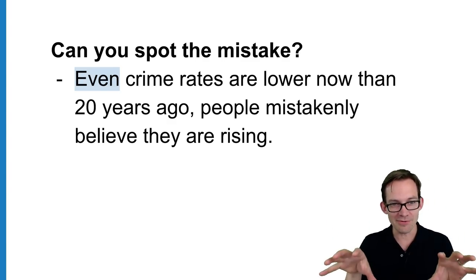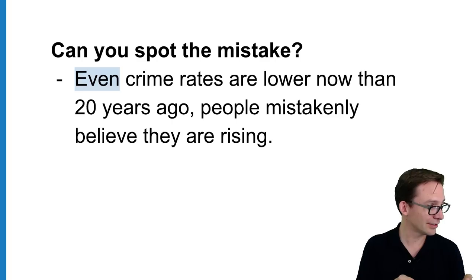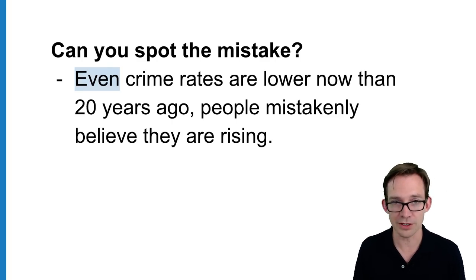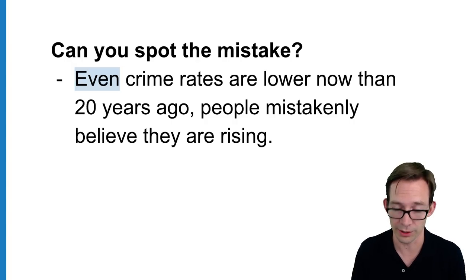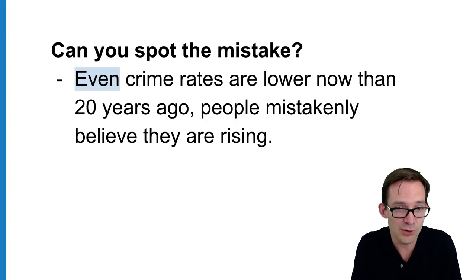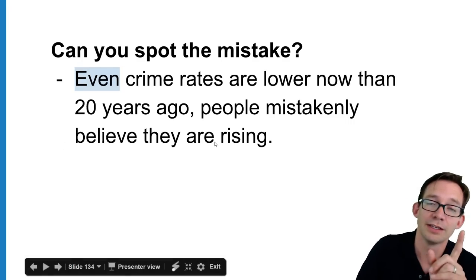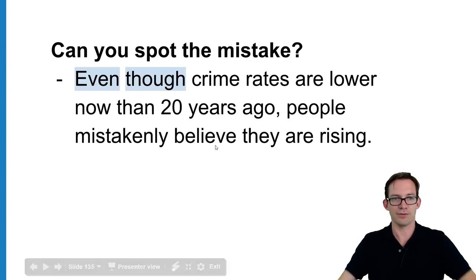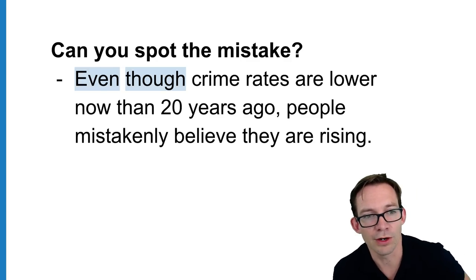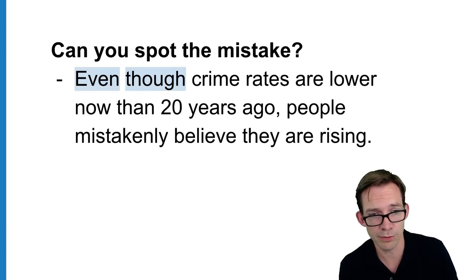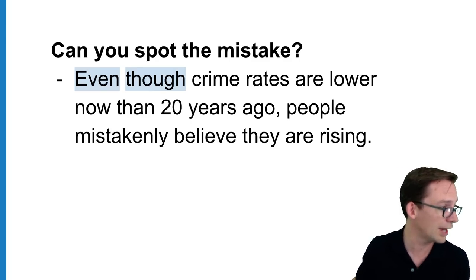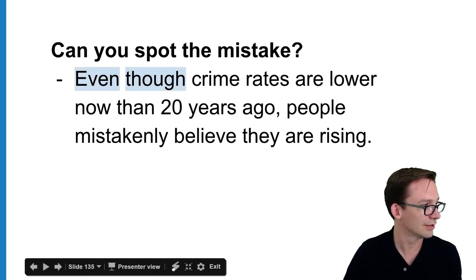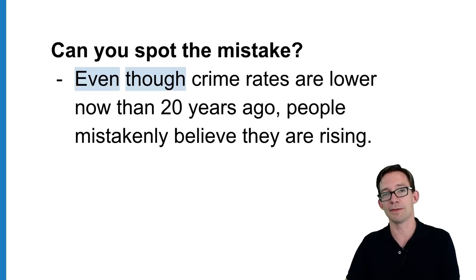So even itself is not a conjunction, okay? Oftentimes students use it as a conjunction and it's wrong. And everybody now is furiously putting in the answer, yes, absolutely. In this case, you need it to be even though, right? Now the sentence makes sense, right? Even though crime rates are lower now than 20 years ago, people mistakenly believe they're rising. Yeah, Belle's saying even though, yeah, right, good. Or although instead of even, right.